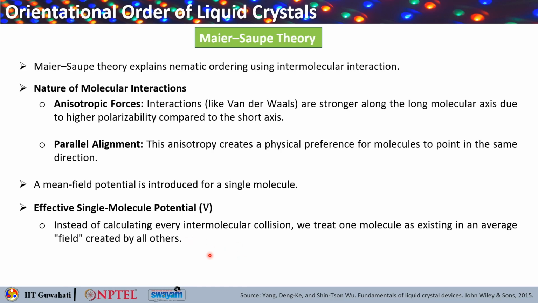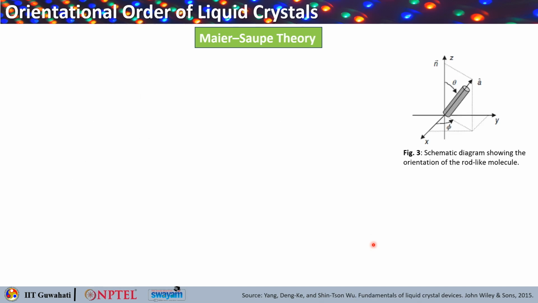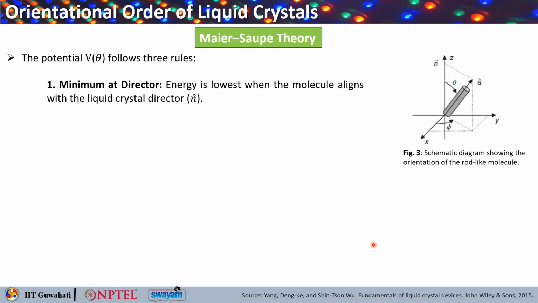So, in that case, for the effective single molecule potential V, instead of calculating every intermolecular collision, we can treat one molecule as existing in an average field that is created in the presence of other molecules. With that, you can calculate the potential.